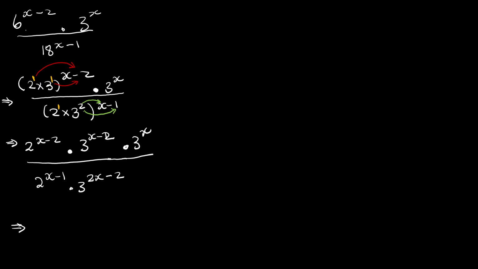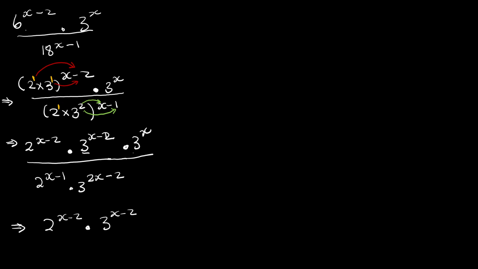Do we have like terms on top? Yes, we do. So the bases are the same. Let's add the exponents on top. So this will be 2 to the power x minus 2 multiplied by 3 to the power x minus 2.